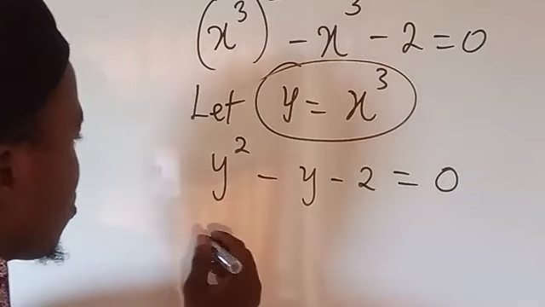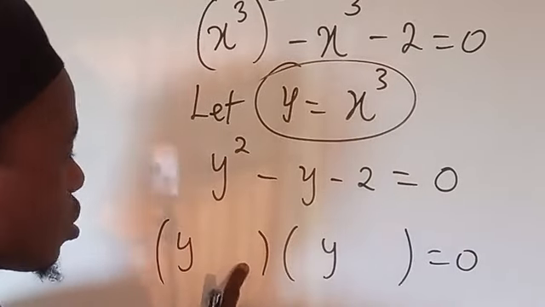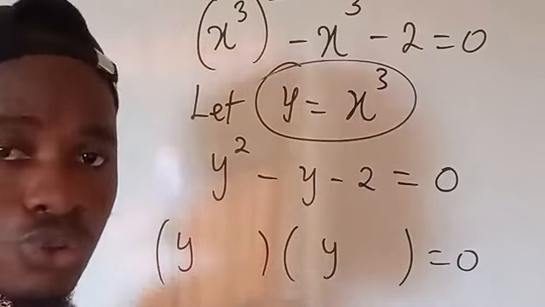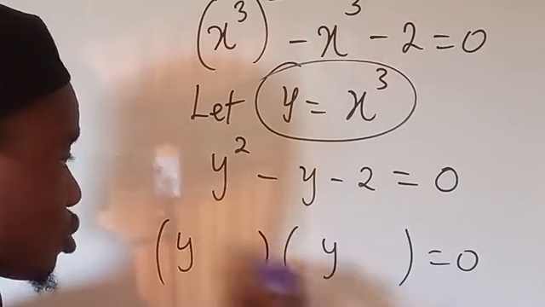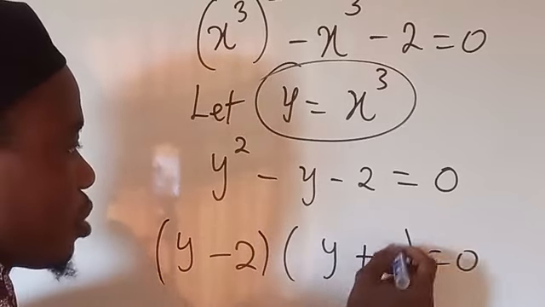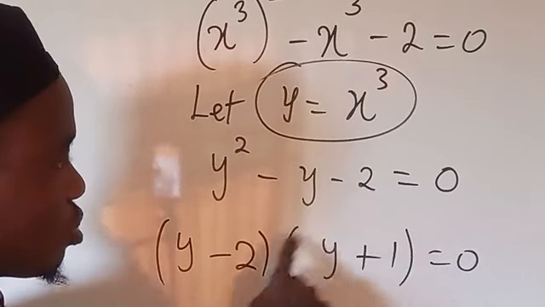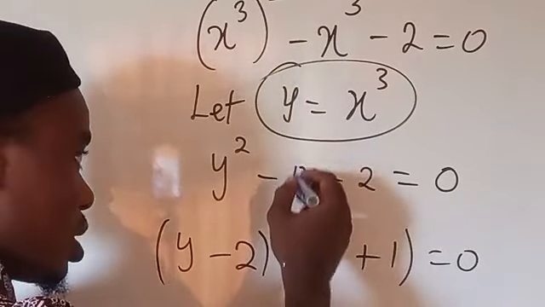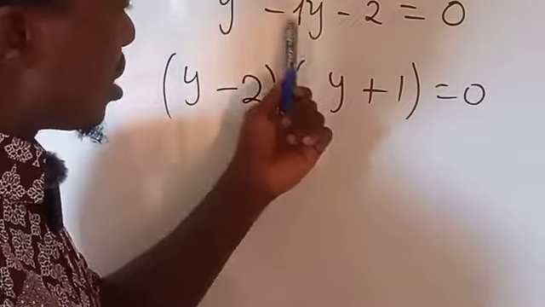So here we have y squared minus y minus 2. We're going to factorize this in this form. What's going to be here? You know that minus 2 times plus 1 is minus 2, so we should not have problems here. We're going to have minus 2 and plus 1, because minus 2 times 1 gives us minus 2, and minus 2 plus 1 gives us minus 1, which is the coefficient of y. Good, so we factorize this as this.